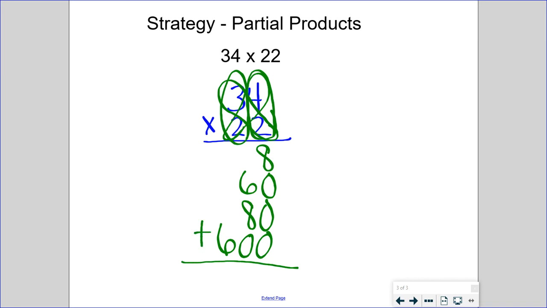Again, this strategy is a little harder for the kids to understand and a little bit messier. So I'm really pushing for them to practice the area model. And that's what the homework tonight will be.